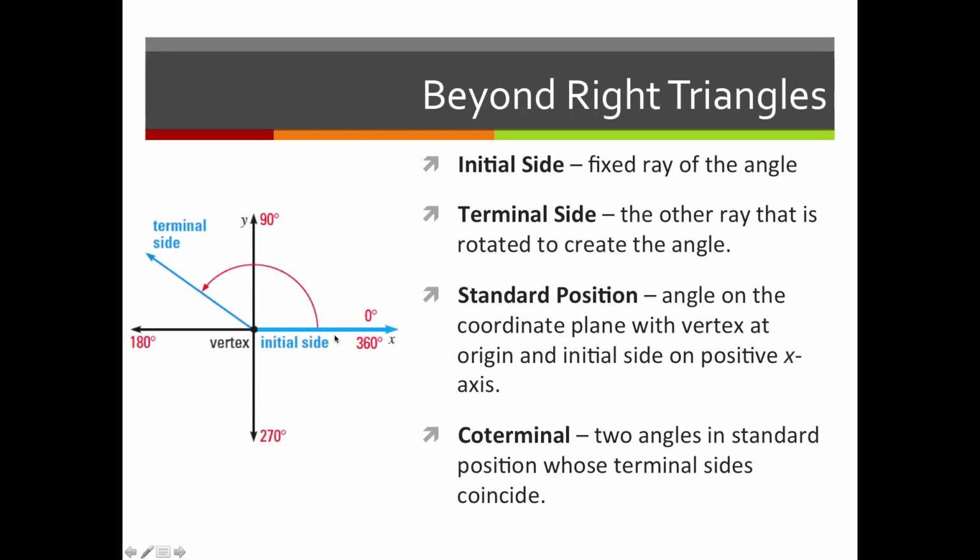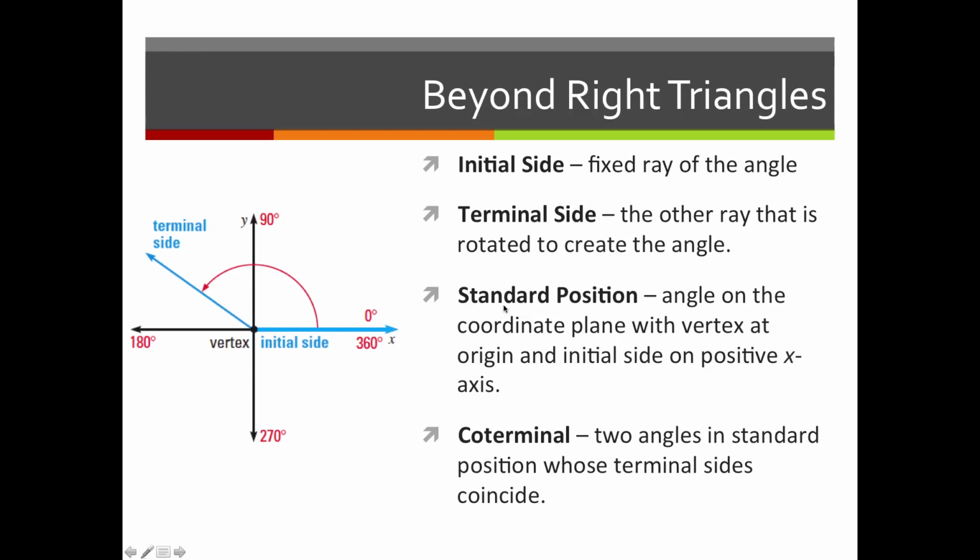So this starting place, this ray where we would start, is what's called the initial side. It is the ray that is going to stay fixed. So it's our starting place and it stays there. And then as we rotate, the ray that is going to do the rotating in order to create the angle, that's called the terminal side. So it's the side that's going to determine where we end or terminate, and therefore what kind of angle we end up with. And of course, as always, this point where the two rays meet is our vertex of the angle.